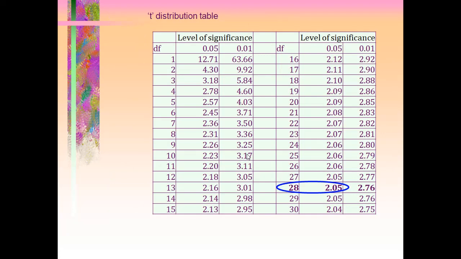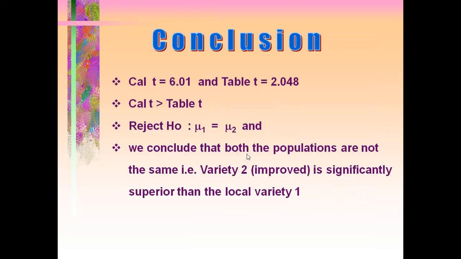t table. You can see that in one column the degrees of freedom is given, and in the second and third columns the different levels of significance, 5% and 1%, are given. There you have to refer to 28, you can see that it is 2.05 at the 5% level, and at 1% it is 2.76. So this way you can conclude the result for the problem which is given.